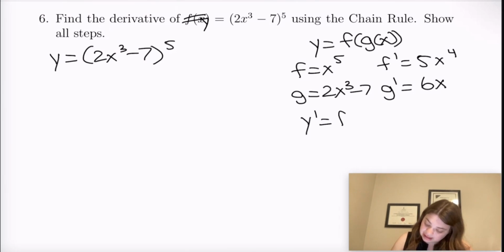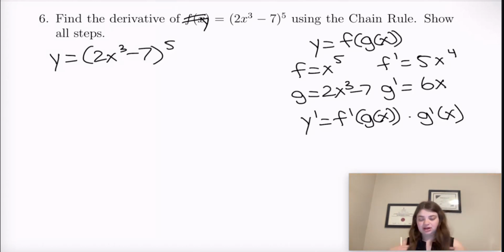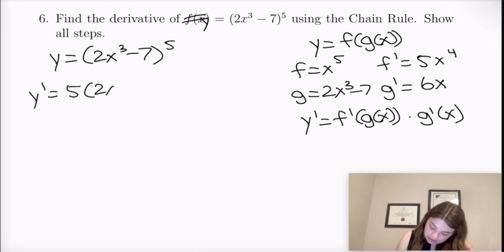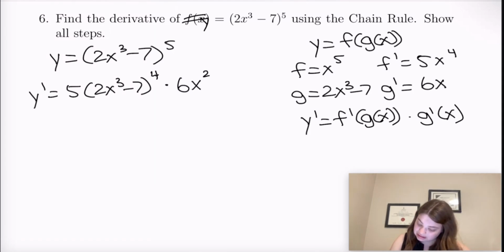Y prime is f prime of g of x times g prime of x, times the derivative of what's inside there. Okay, so let's do it. Y prime in this case would be 5 times 2x cubed minus 7 to the power of 4, and then times g prime of x, which would be 6x squared. Or here, it looks like I missed the squared. My apologies. That should not just be 6x squared.